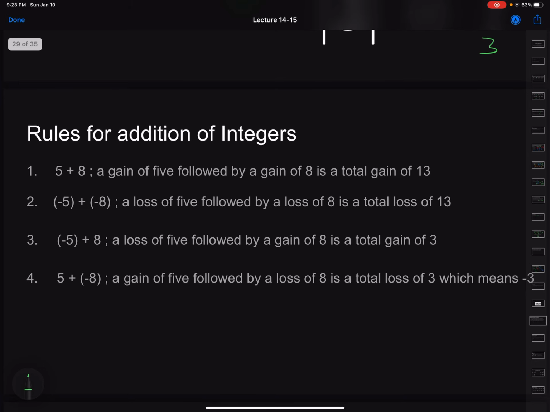So our rules for addition of integers. 5 plus 8, when you're adding, is a gain of 5 followed by a gain of 8, which is a total gain of 13. Negative 5 plus negative 8 is a loss of 5 followed by a loss of 8, which is a total loss of 13. Negative 5 plus 8 is a loss of 5 followed by a gain of 8, which is a total gain of 3. 5 plus negative 8 is a gain of 5 followed by a loss of 8, which means a total loss of 3, which would be a negative 3.